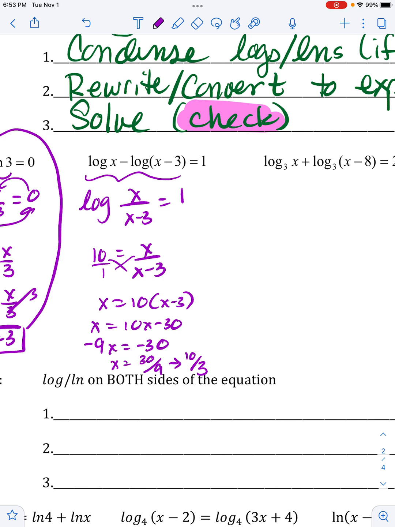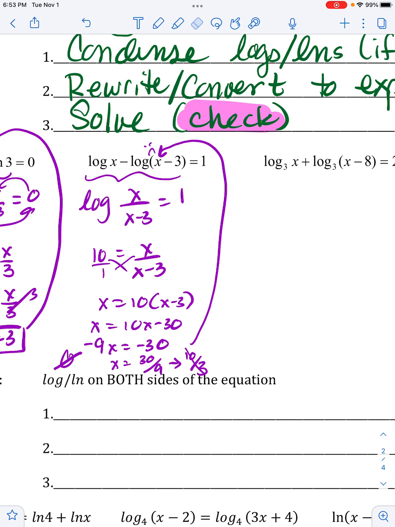Okay, I look up here though, and 10 thirds minus 3, even though 10 thirds isn't negative, 10 thirds minus 3 is. So that would force me to take the log of a negative, and so that actually doesn't work, and it's the only option I got. So that means this particular problem, as it was written, has no solution.